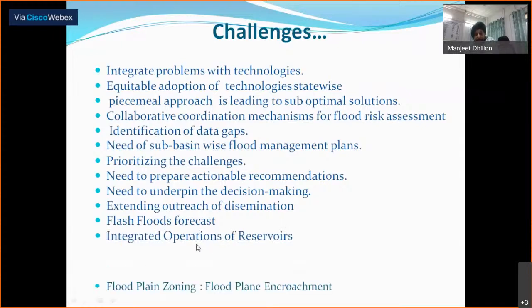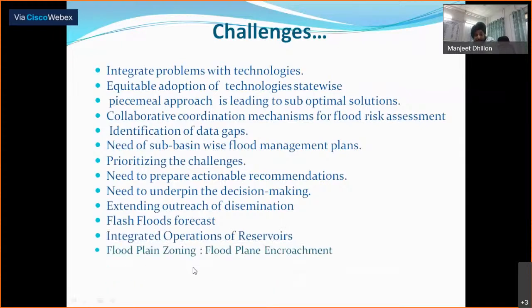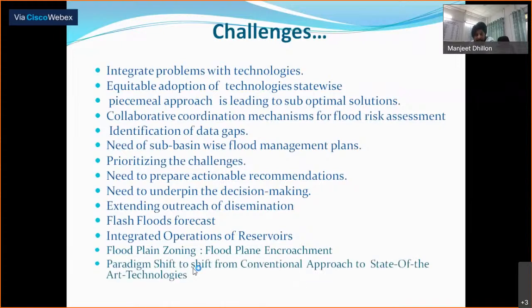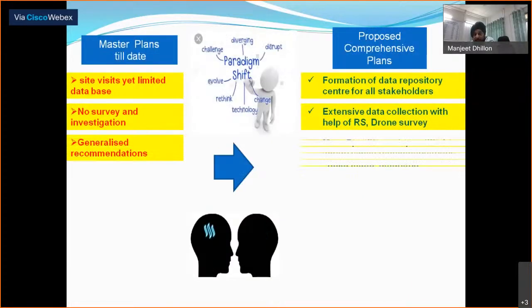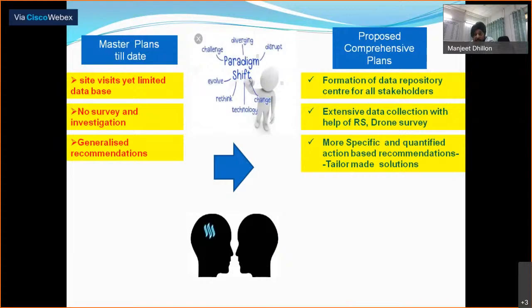Flood, flash flood forecast, integrated operation of reservoirs, flood plain zoning. Well, that's also one of them, and a paradigm shift is required from the conventional approach to state of the art technologies. Generalized recommendations are there. We need more scientific and quantified action-based recommendations. We need to give tailor-made solutions.